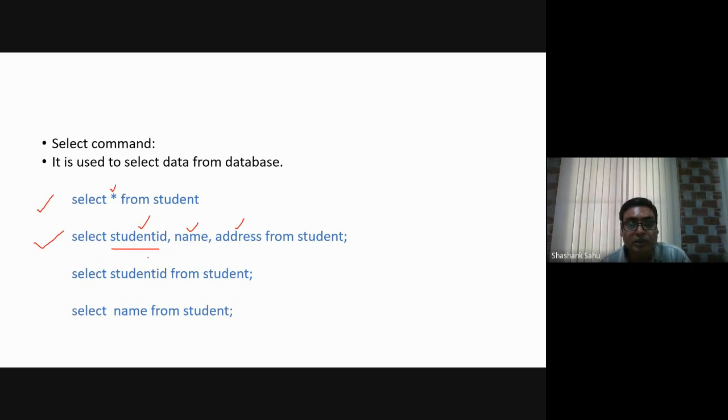Now, it is not necessary to display all the field names. You can display only one field also. So just give the name of the column here. For example, we want to display student ID. So just give the name of the column, student ID from student. So it will display only one column.